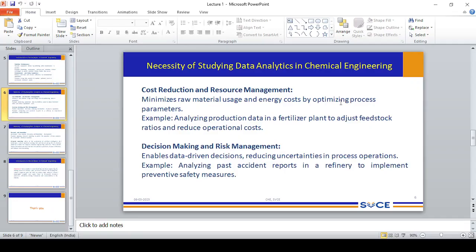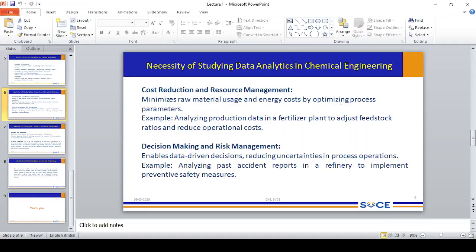Okay, cost reduction and resource management. Because of studying the data analytics and trying to predict the pattern, these are the advantages. What I'm saying is all these advantages: cost reduction and resource management, decision making and risk management. They have given an example explicitly: analyzing the production data in a fertilizer plant to adjust the feedstock ratio and reduce the operational cost.